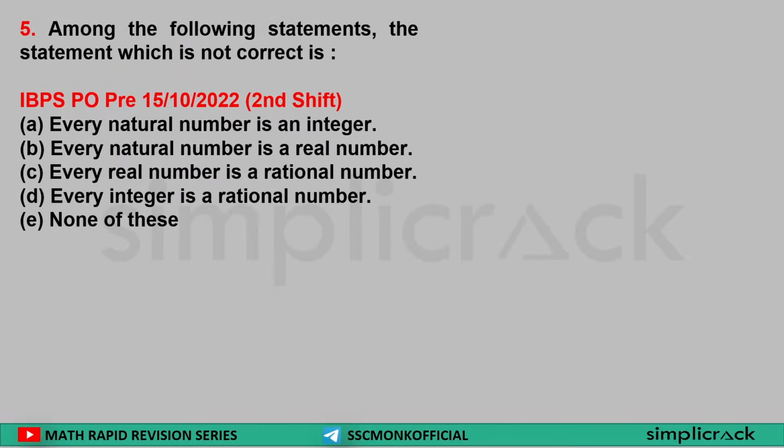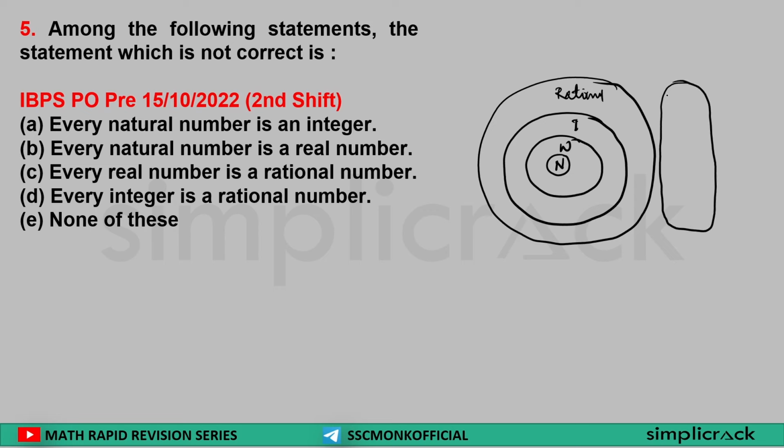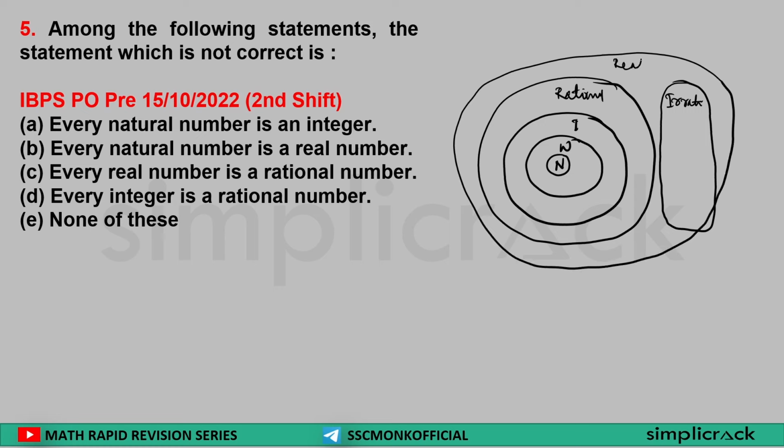Okay. Next. Among the following statements, the statement which is not correct. Now, what we know? First comes natural numbers. After natural numbers, what comes? Whole numbers, by including 0 with the natural numbers. Then what comes? Integers, positive and negative numbers. Then comes rational numbers. And with rational numbers, there is also one more number, that is called irrational numbers. That is a different set. And including rational and irrational numbers, we get what? Real numbers. Yes or no?